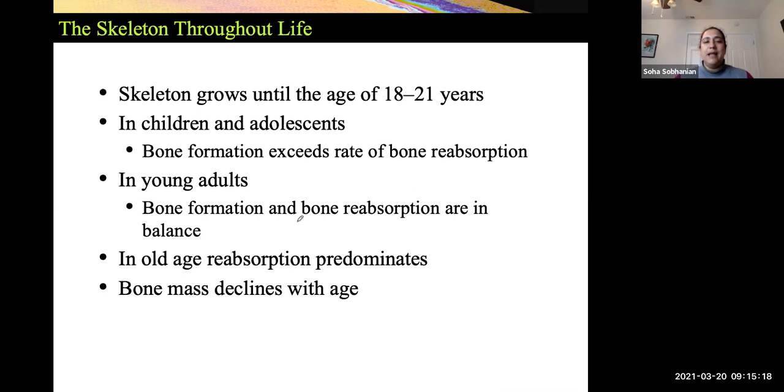As the person ages, then the reabsorption predominates. So osteoclast activity in relation to osteoblast is higher. And then that leads to a decrease in bone mass, which is kind of expected.